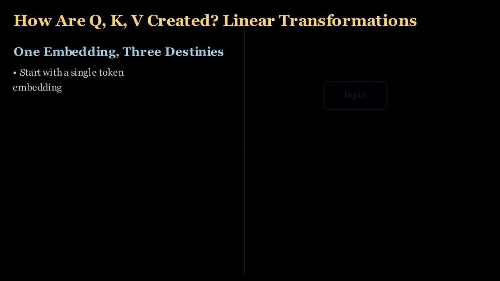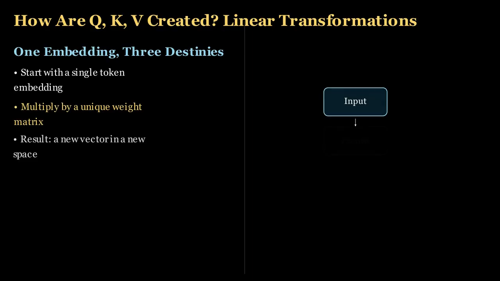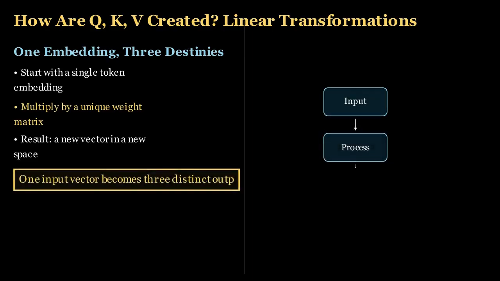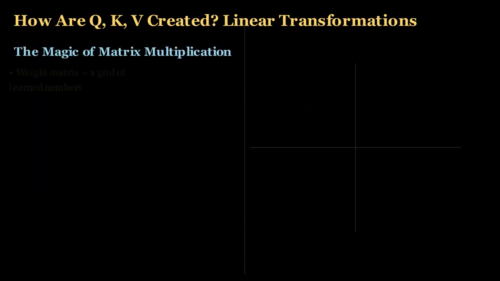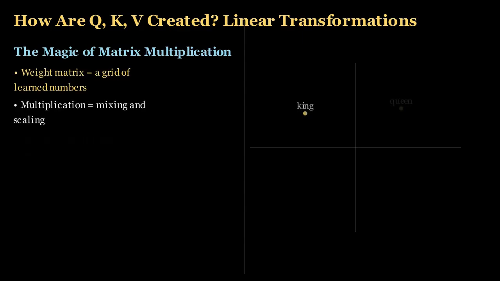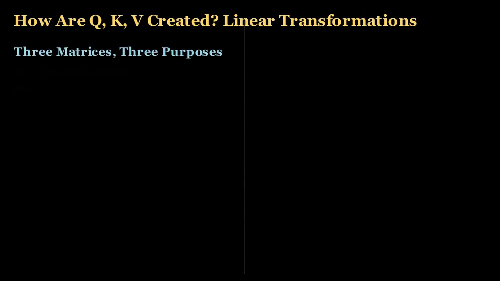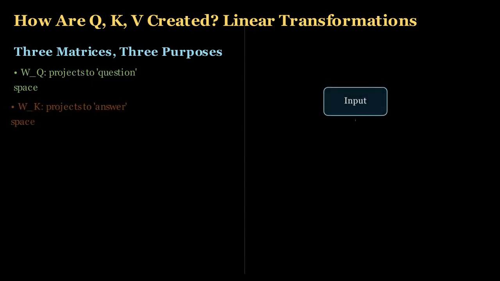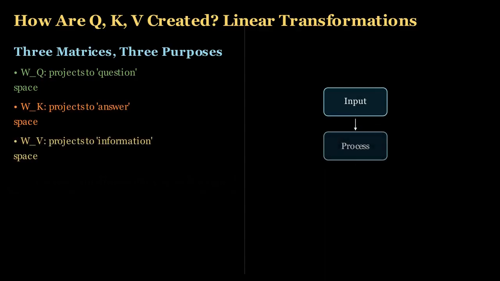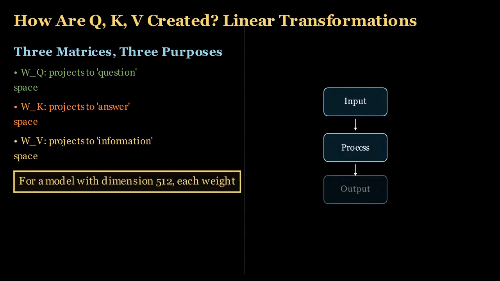We have one embedding vector for cat. To create its query, key, and value, we don't just copy it. We project it into three different spaces using three unique weight matrices. Think of a weight matrix as a set of knobs. Multiplying the embedding by it mixes its numbers, scaling some and combining others. This projects the original vector into a new space, like shining a light from a new angle to see a different shadow. We use three separate matrices, WQ, WK, and WV. Each one is trained to ask a different question of the embedding. WQ creates the search vector, WK creates the match vector, and WV creates the actual content vector to be weighted and passed on.